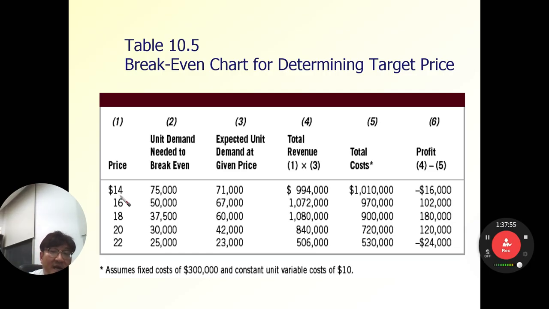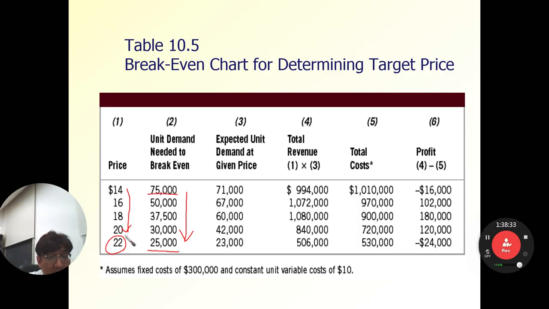For example, when we set the price at $14, the break-even point is going to be 75. So when we increase the price, as you see here, the break-even point is going to decrease, right? Then why don't we set the price at 22, because the break-even point is the smallest? What is the problem?